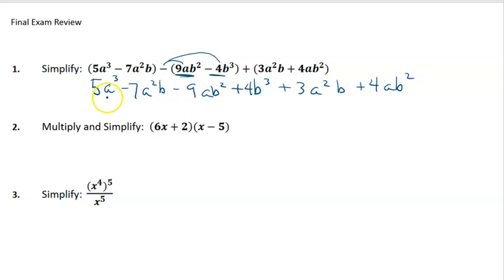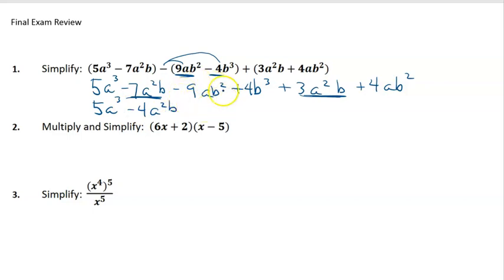I combine a 5a to the third with any other a to the thirds that I have, and I don't have another one. So I'm going to bring that down, 5a to the third. A squared b, I'm looking for other a squared b's, and I do have them. This is a negative 7 and a positive 3. When I combine a negative 7 and a positive 3, I get negative 4a squared b.